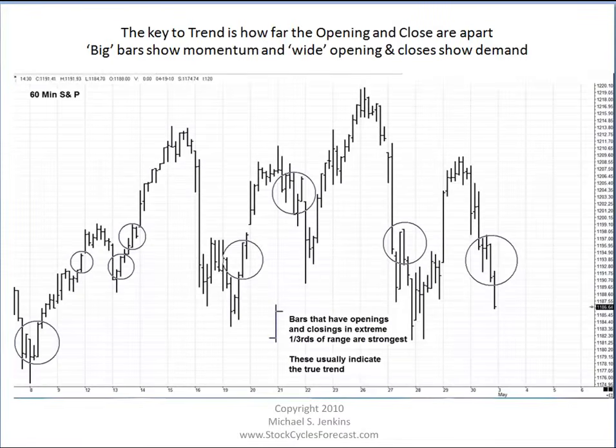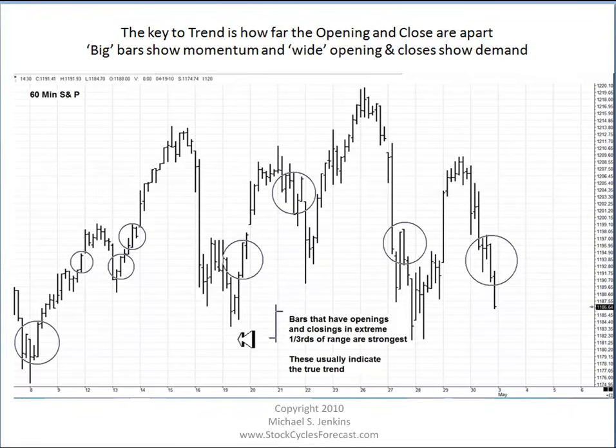Start to examine the basic trend, we see that the bars can be variable lengths, and one of the keys is the distance between the opening and closing levels on a bar. If you have a very wide bar, it shows a great deal of buying power or selling pressure, and if you have the opening and closing parts of the bar in the extreme 1/3 ranges of the whole day's activity, that shows extreme pressure on that day.